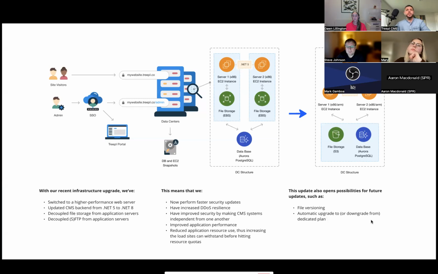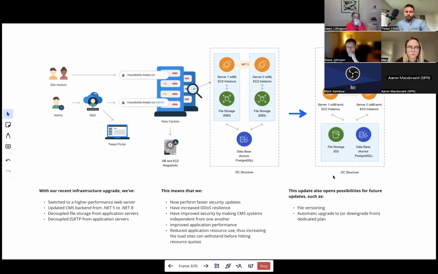dedicated plan. So basically, for the heavier sites, bigger sites, scaling is becoming easier, and Treepl is used a lot for, well, we see more complex websites on the platform, and so this is important for future growth.